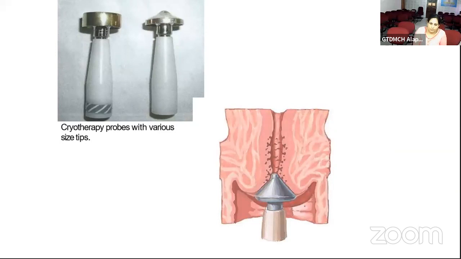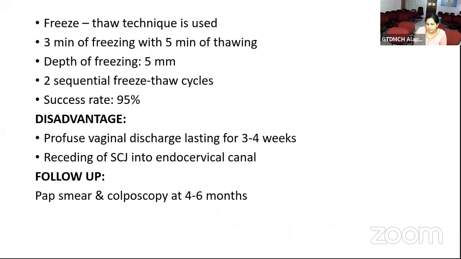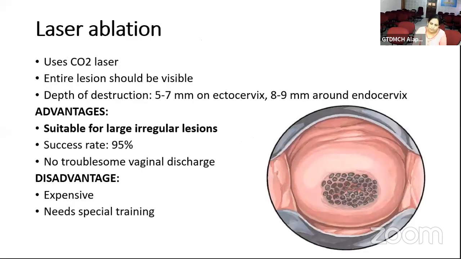These are the cryotherapy probes with various size tips. We introduce the tip into the external os, and then freeze and thaw techniques are used. Three minutes of freezing, then 5 minutes of thawing. Depth of freezing is 5 mm, so the CIN within this 5 mm area gets destroyed. Two sequential freeze and thaw cycles are used. Success rate is around 95%. It can be done as an outpatient procedure. The disadvantage is mainly profuse vaginal discharge, which lasts for 3 to 4 weeks. The squamocolumnar junction recedes into the endocervical canal, so future inspection and screening become difficult. So follow up with pap smear and colposcopy every 4 to 6 months.